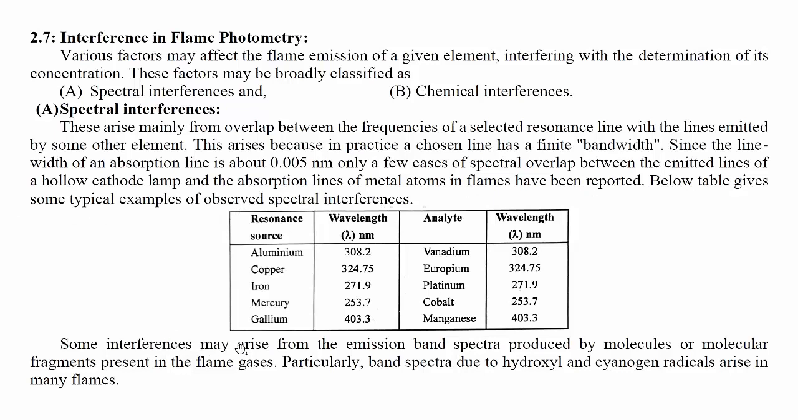Some interferences may arise from the emission band spectra produced by molecules or molecular fragments present in the flame gases. Particularly, band spectra due to hydroxyl and cyanogen radicals arise in many flames.